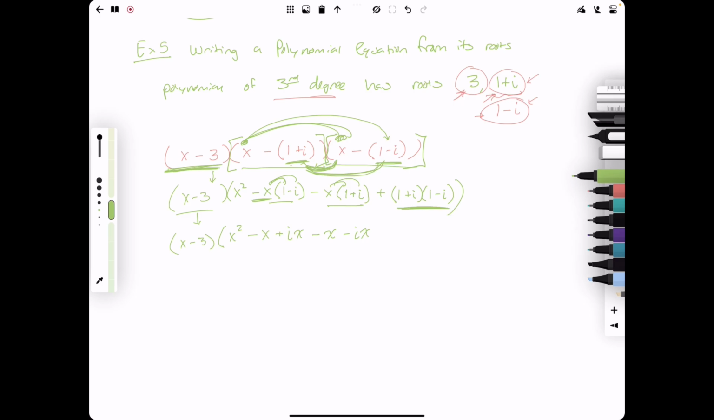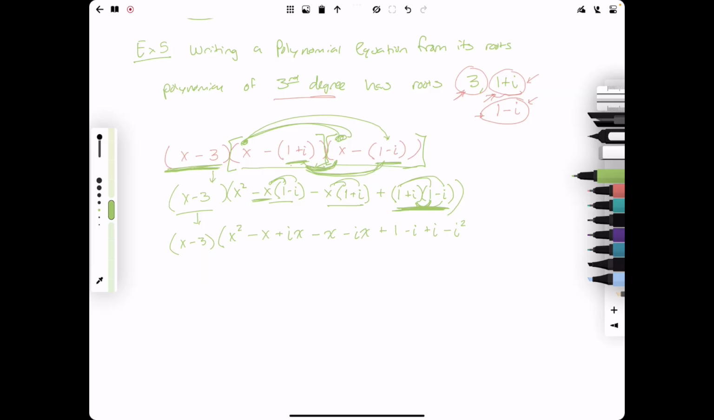And then this part here needs to be FOILed. 1 times 1, 1. 1 times negative i, negative i. i times 1, i. Negative i times positive i, negative i squared, right.